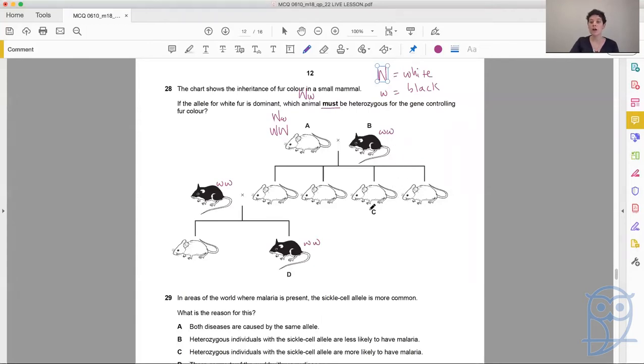So we know that any offspring from this little black mouse is going to have a little w, because that's the only fur color gamete that mouse can make. So what have we got from here? Well, we had to have a capital W in order to get a white mouse. So we don't know about A, but we do know C must be heterozygous.